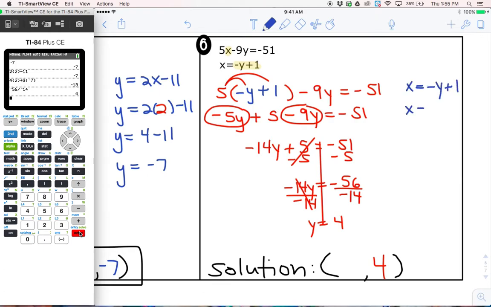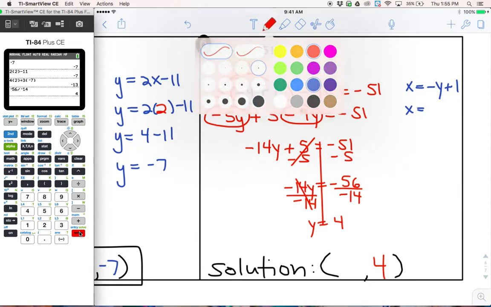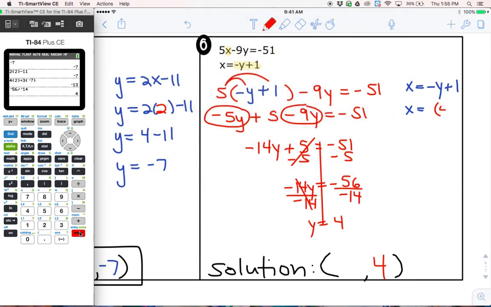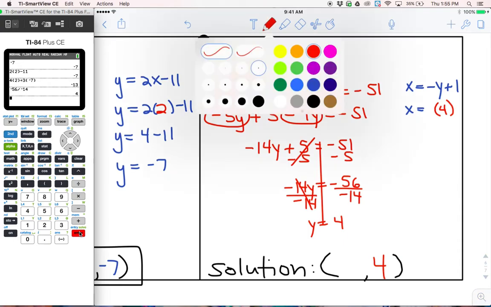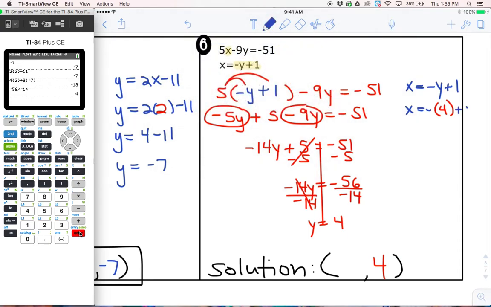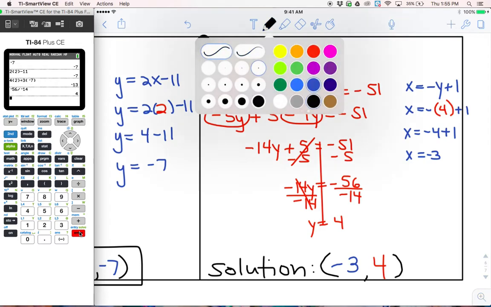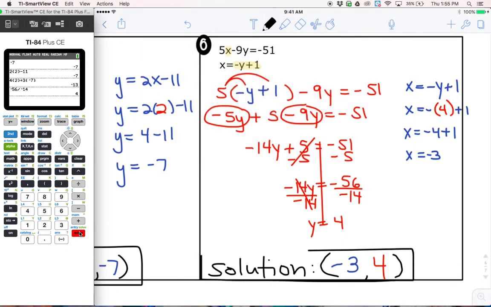All right, so I'm going to say x equals negative y plus 1. And I just figured out that y is 4. So x is equal to negative 4 plus 1, which is negative 3. All right, so negative 3, 4. And again, you can always check that answer by plugging in the x and the y into your original equations. I'm not going to do that right now just to save time. If you need another example, just go back in the video and watch that first one again.